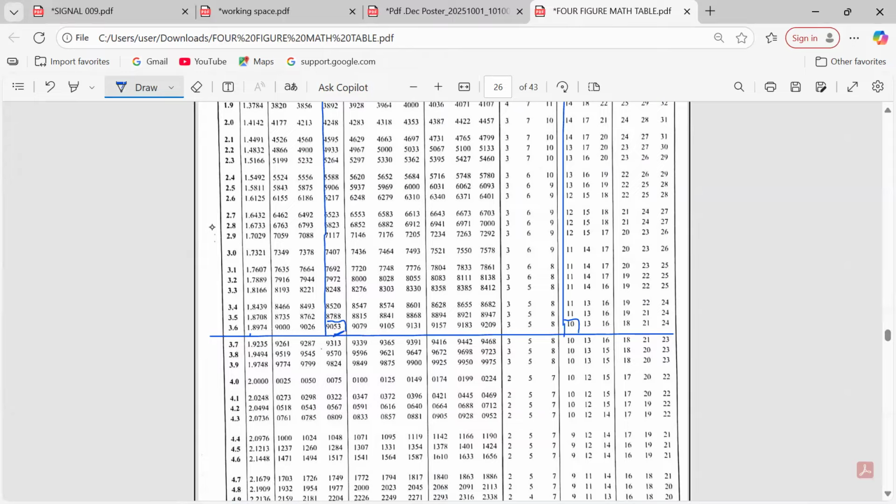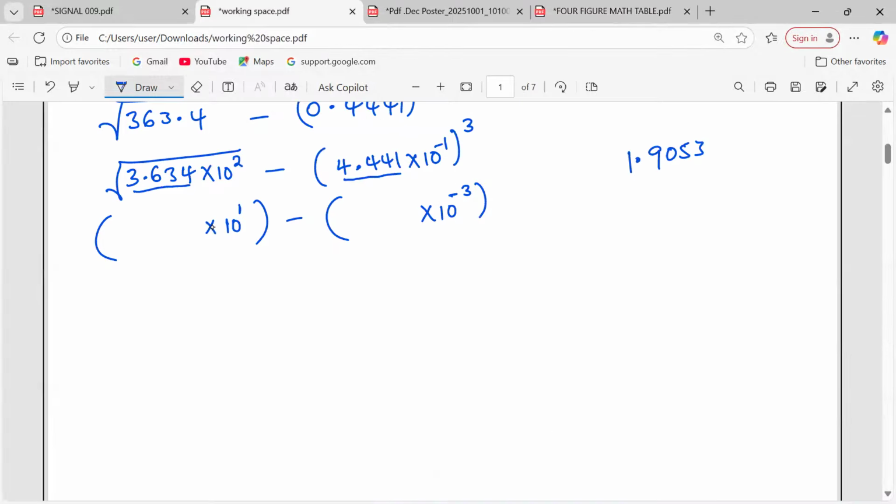1.9053. Then finally we go to the figure here, which is a 10. So we shall be adding 10 there. So now we have 1.9063. That is the square root from the 4-figure table.